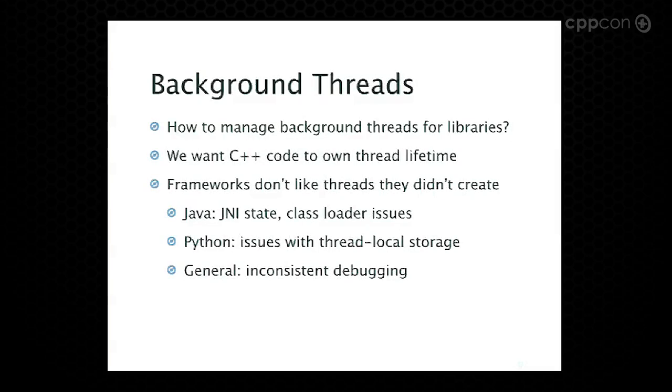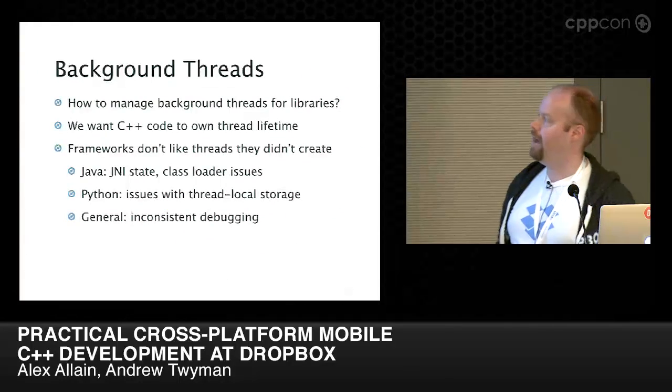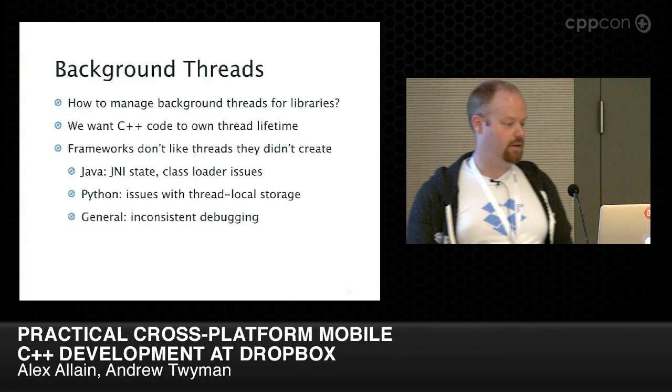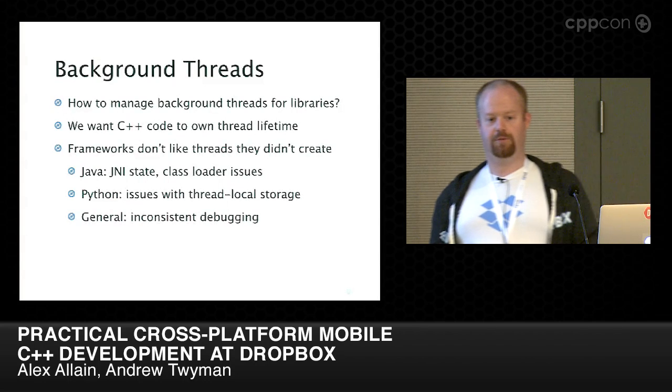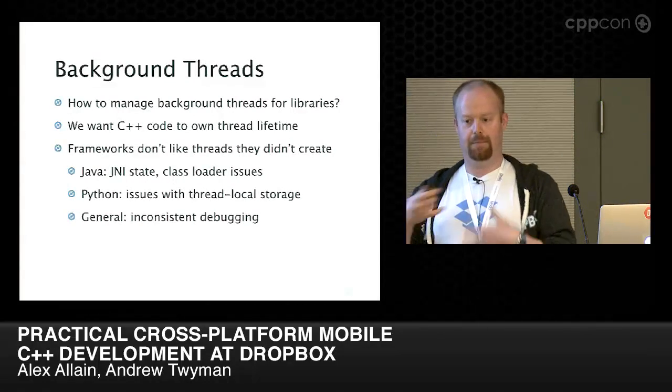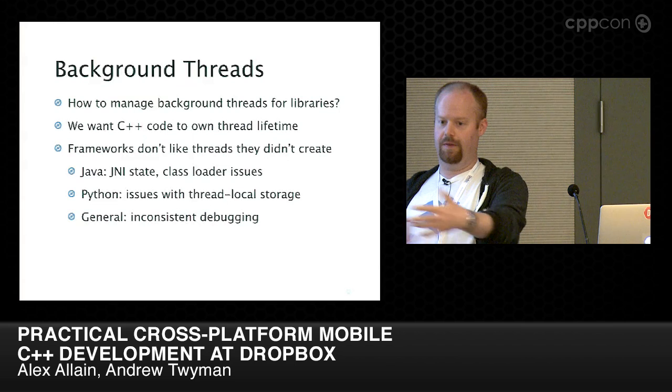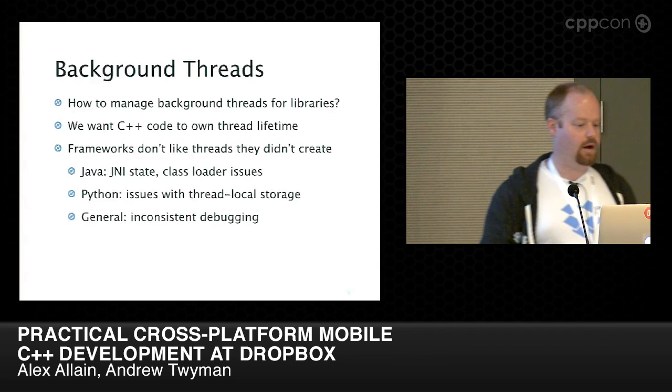So moving on from networking, I'm going to talk about how we do background threads on various platforms. This is a tricky bit that we were lucky enough to be conservative about from the beginning. We've learned a few more things about that, but mostly what we did turned out to be correct. So your library wants to manage background threads. We want the C++ code to be in charge of that because it's part of the app logic to decide how many threads I need and what they should do and how to coordinate them.